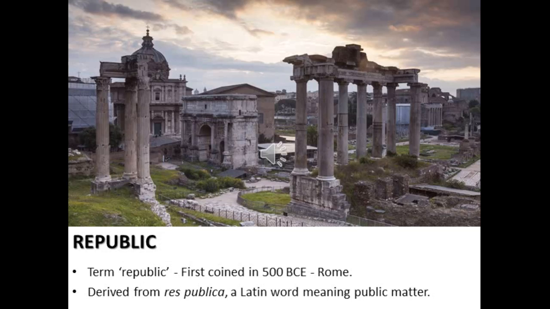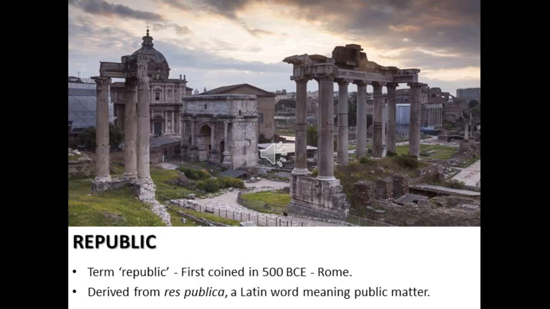These are the different forms of government: aristocracy, monarchy, autocracy, oligarchy, theocracy, democracy and republic. India follows a democratic and republic form of government.